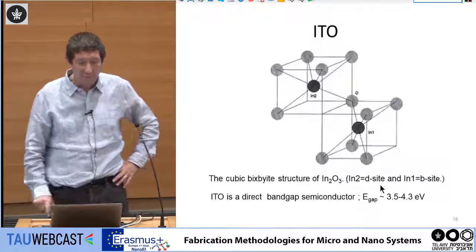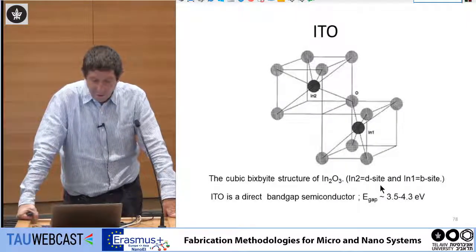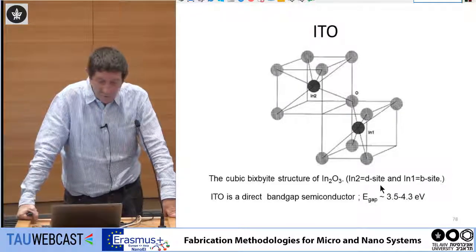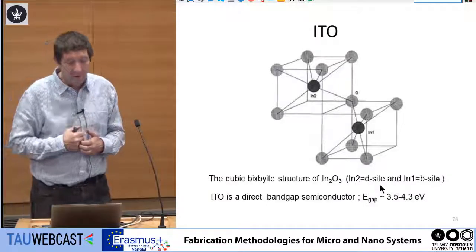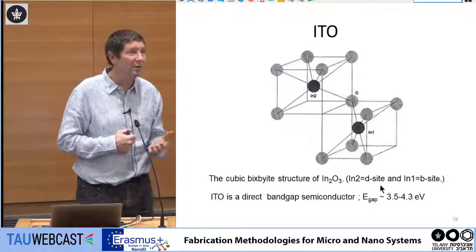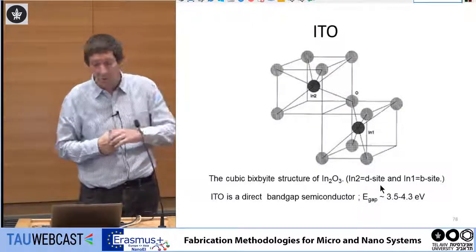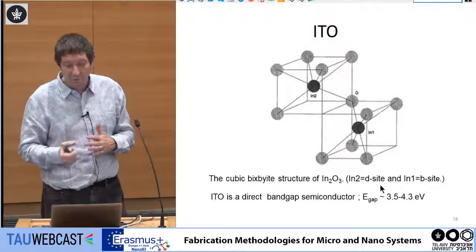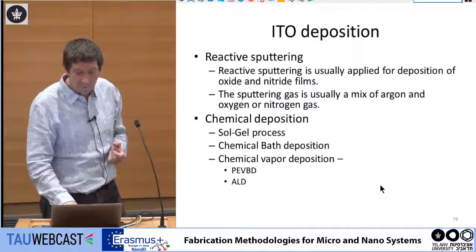ITO itself has a cubic bixbyite structure, like indium oxide In2O3, and you have two available sites in this structure because the two cubes are not exactly identical. And ITO is a direct band gap material: you take this indium oxide and you dope it with tin. This is called ITO, tin-doped indium oxide. It's a direct band gap semiconductor with a band gap in the range of 3.5 to 4.3 electron volts, depending on the concentration of the indium and the tin.